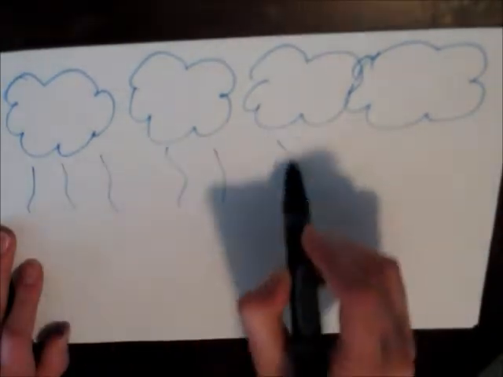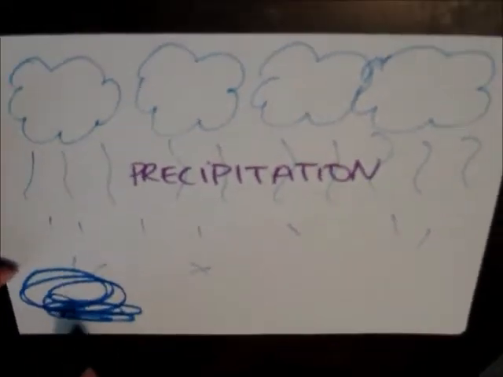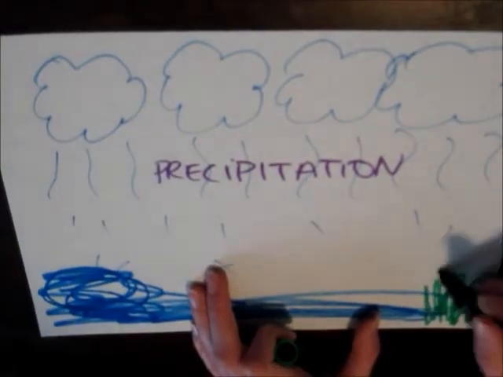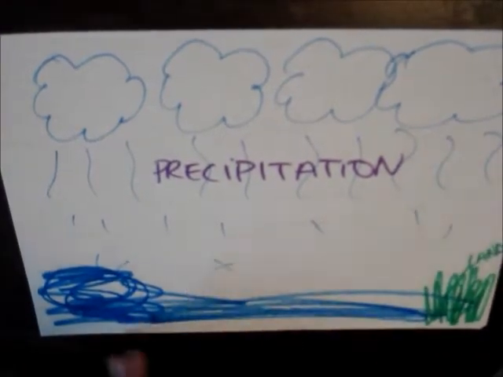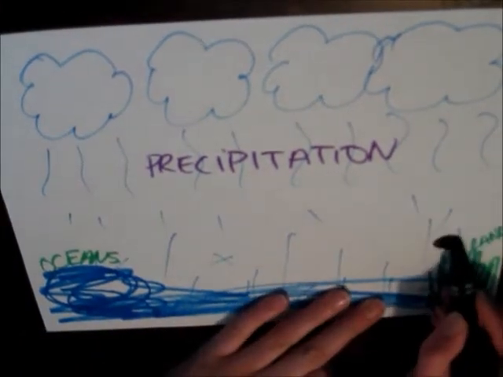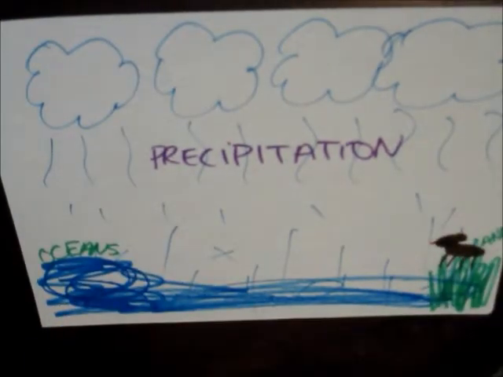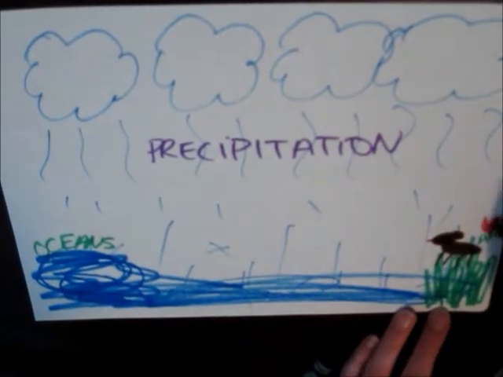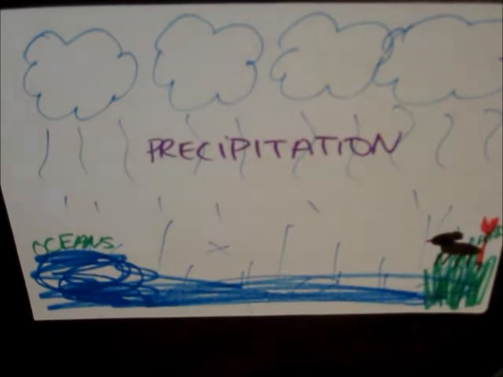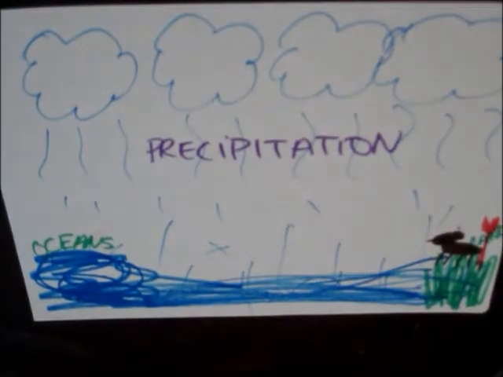Collection is when water falls back to the earth as precipitation, and it may fall back onto the oceans, lakes, rivers, and land. Collection could also be called infiltration. If it ends up on land, it could soak into the earth and become part of groundwater that plants and animals use to drink. Or it may even run over the soil and collect in oceans, lakes, and even rivers.